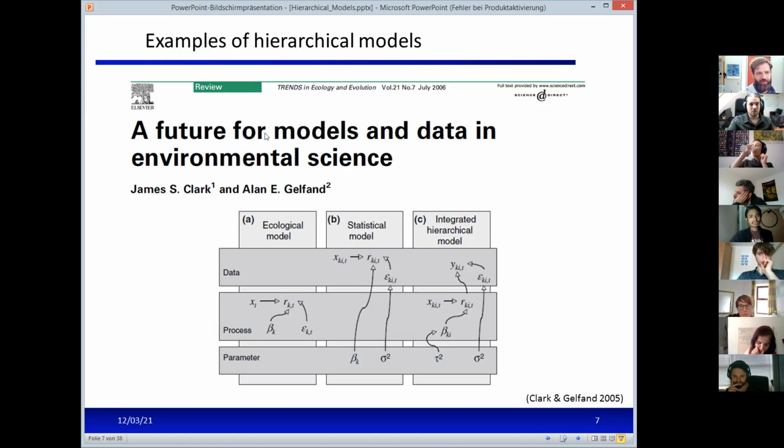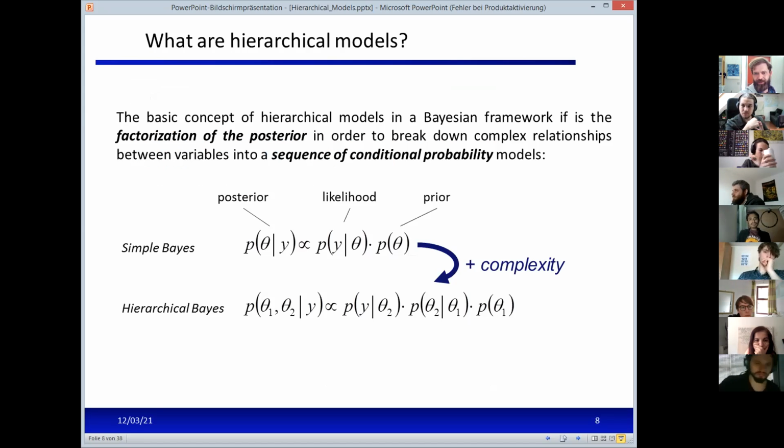So that's a broad overview of the potentials of these hierarchical modeling techniques, and I want to narrow down and come to a more technical definition of what these hierarchical models are. The basic idea here is that instead of looking at a simple model that only consists of one likelihood function, which together with the prior then gives us our posterior distribution for our parameters, we expand this by including additional building blocks in our model. The technical term would be the factorization of the posterior into a sequence of different probability models.